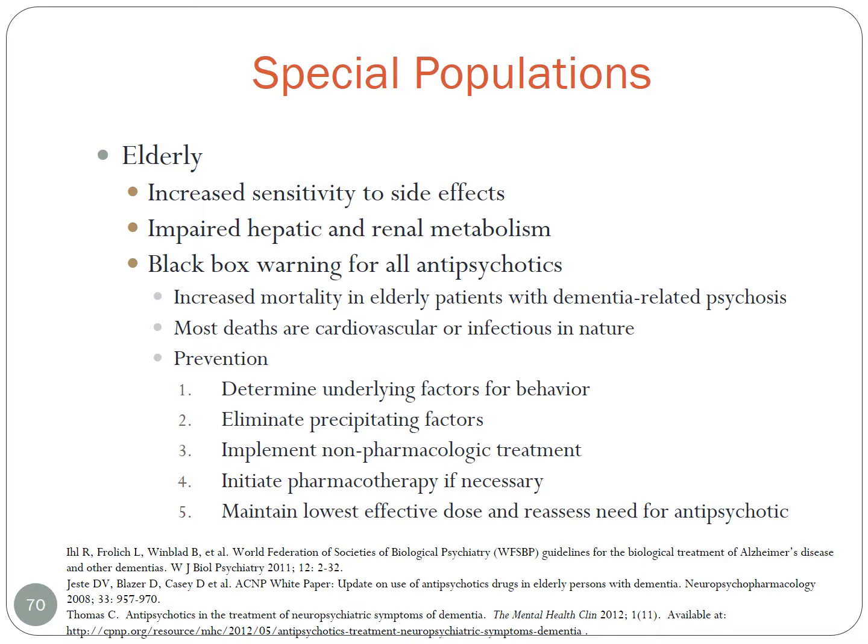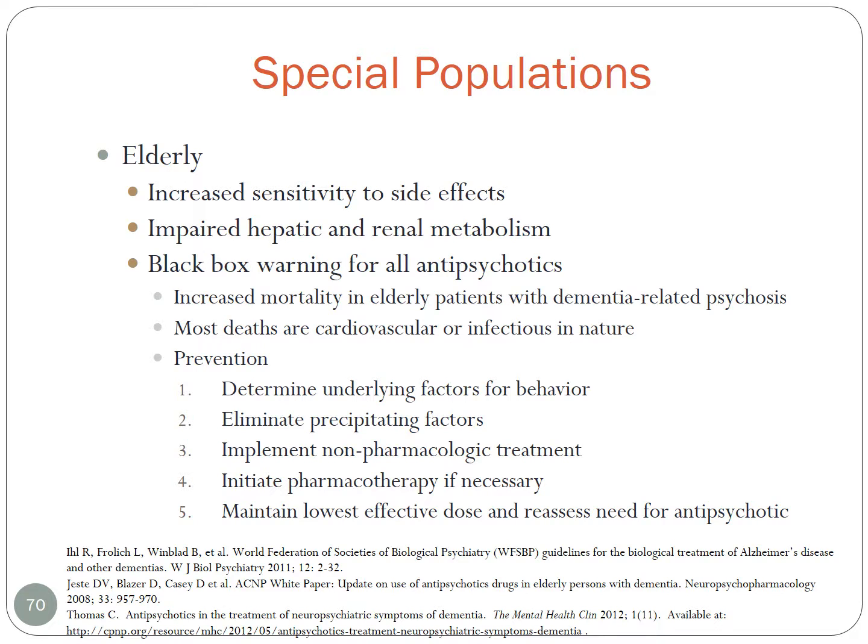The antipsychotics are used in our elderly patient population, but we do need to be cautious because they appear to be sensitive to the side effects, and we also have to be careful with declining renal and hepatic function because this may require dose adjustments of the medication. All of our antipsychotics have a black box warning for elderly patients with dementia-related psychosis, and that's because there is an increased risk of death in that patient population. And those deaths appear to primarily be cardiovascular or infectious in nature.